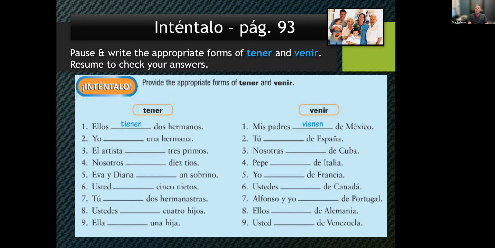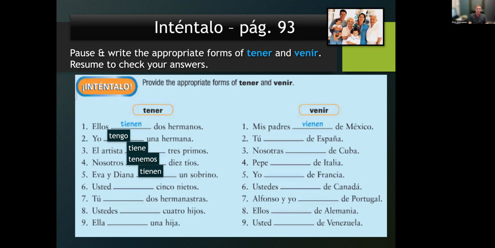Número 1, repitan. Ellos tienen 2 hermanos. Número 2, yo tengo una hermana. Número 3, el artista tiene 3 primos. Número 4, nosotros tenemos 10 tíos. It's a big family, 10 uncles or uncles and aunts. Número 5, Eva y Diana tienen un sobrino.